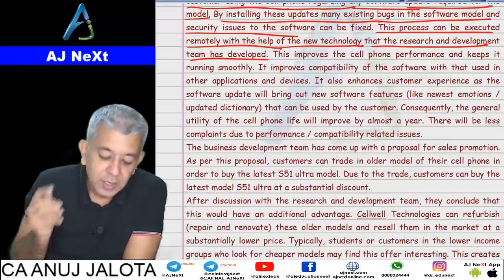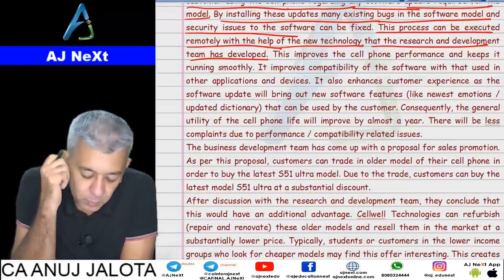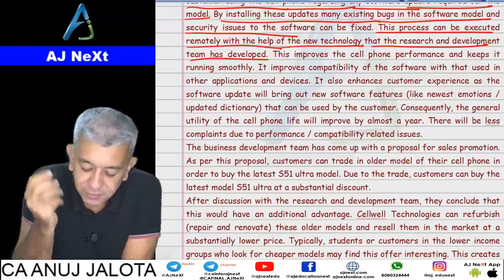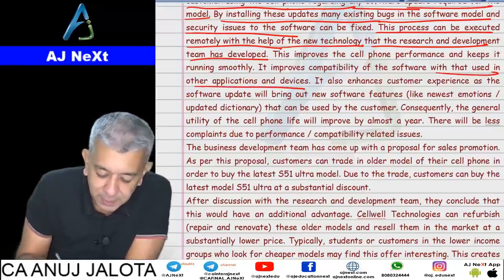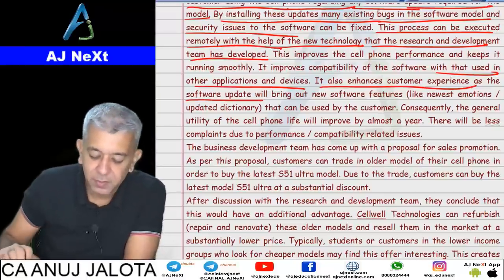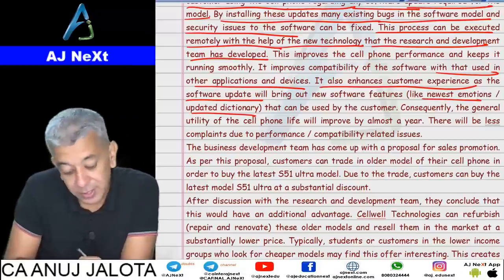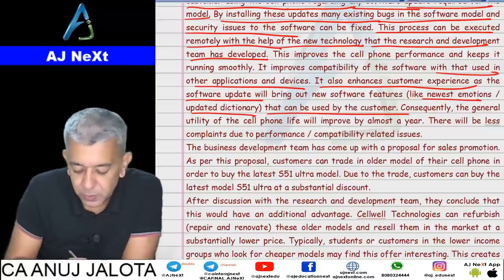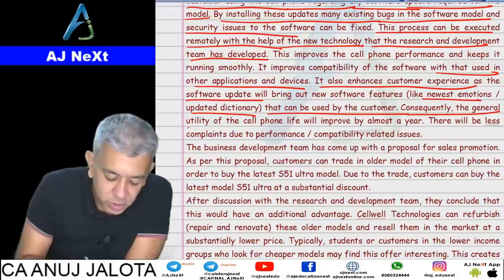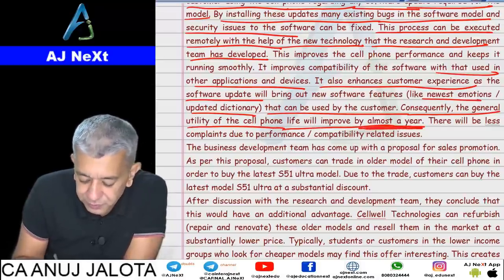Yeah. This improves the cell phone performance and keeps it running smoothly. It improves compatibility of the software with that used in other applications and devices. It also enhances customer experience as software updates will bring out new features like newest emoticons, updated dictionary, etc. That can be used by the customer. Consequently, the general utility life of the cell phone will improve by almost a year.